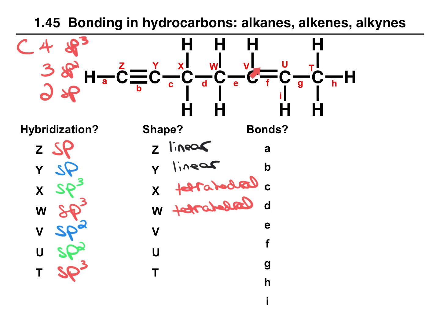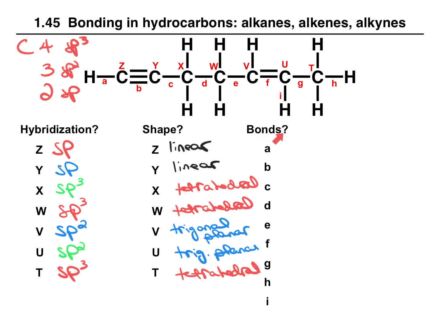With V, we're connected to 3 groups. We said it is sp2 hybridized. So this one will be trigonal planar. Carbon U is also connected to 3 groups. It's also sp2 hybridized, so it will also be trigonal planar. And finally, T, this carbon's connected to 4 groups. We said it's sp3 hybridized, so it must be tetrahedral. So looking at the groups, we figure out the hybridization. Based on the hybridization, we figure out the shape.